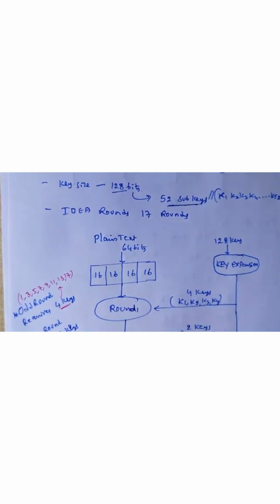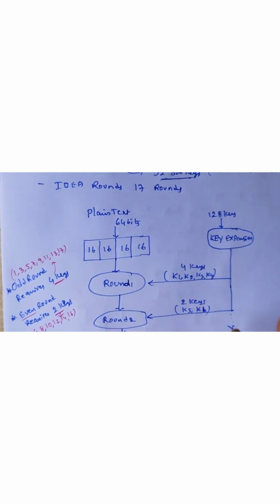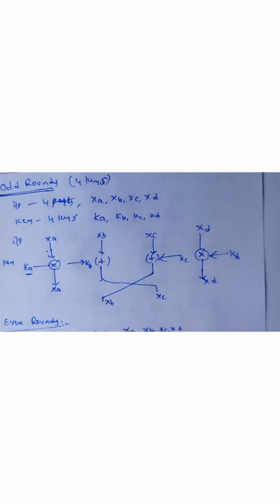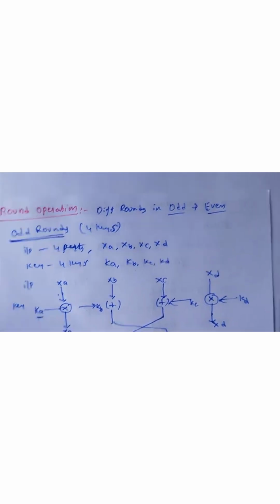The IDEA algorithm will perform a total of 17 rounds, and each and every round will perform different operations based on whether the round number is even or odd. Okay, and in each round what will happen we will see here. Okay, this is about the IDEA algorithm.